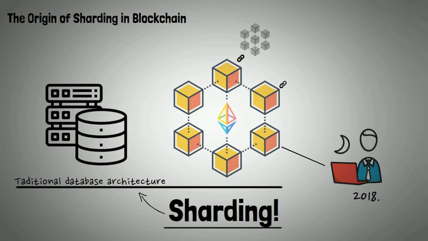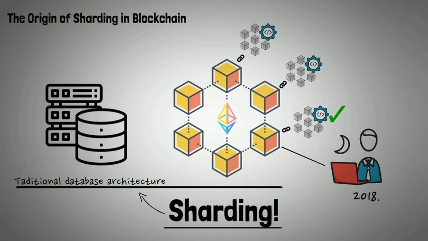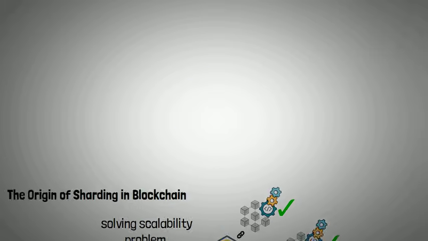Their idea was to split the entire Ethereum network into smaller pieces, or shards, each capable of processing its own transactions and smart contracts. This meant that not every node had to process every transaction. Instead, different nodes could handle different shards, spreading out the workload and increasing the network's overall capacity. It was a revolutionary idea and a major step towards solving the scalability problem faced by blockchain networks.